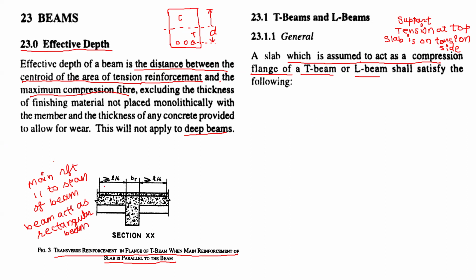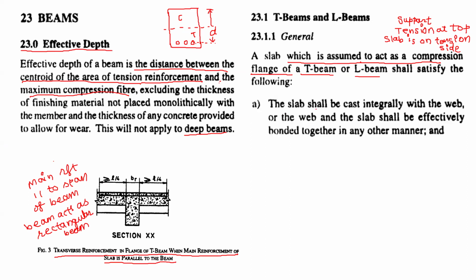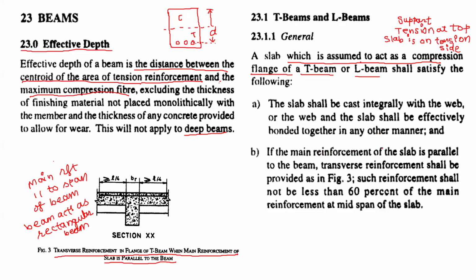So to make it a T beam, they have given conditions. The first condition is that the slab should be cast integrally with the web, or the web and slab shall be effectively bonded together. Second, if main reinforcement of slab is parallel to the beam, then to make that beam work as a T beam, you have to provide transverse reinforcement not less than 60% of the main reinforcement. Then again, the beam acts as a T beam.